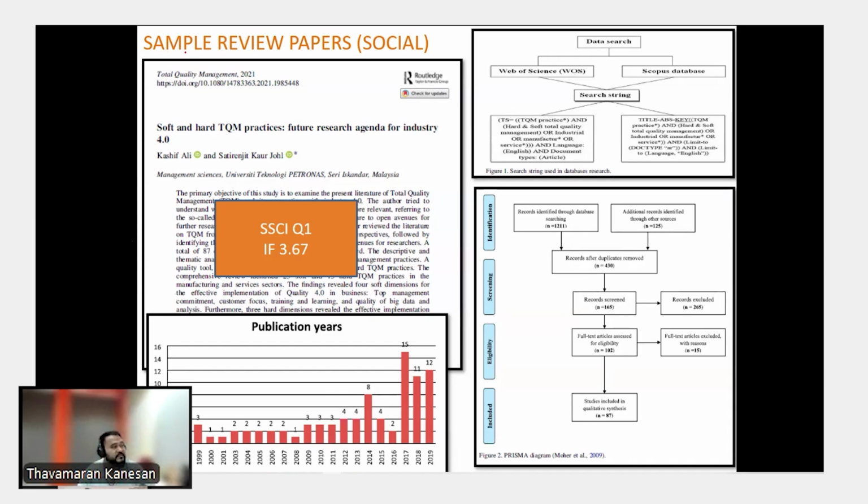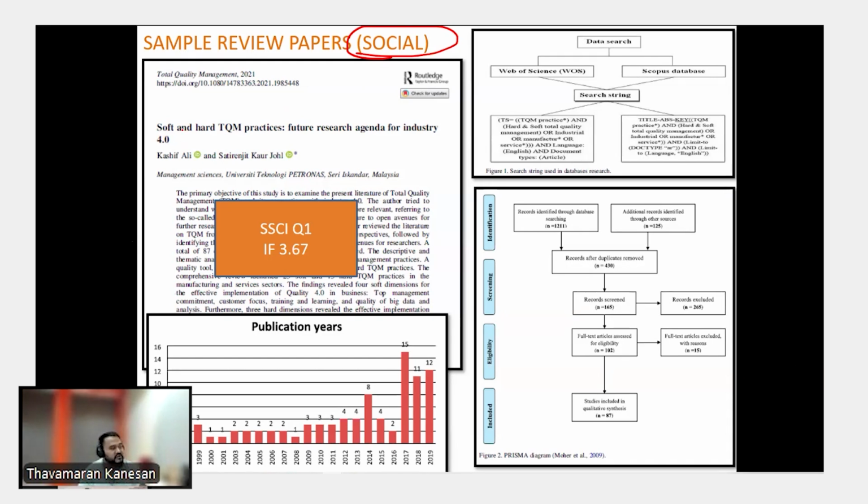Okay, so sample review paper, social science. This is a very good paper from Dr. Kashif, used to be in UTP. This is a paper that we looked into very, very long ago, I think 3 years ago, 2021. A very, very good paper to look at as a sample. It's a very beautifully written paper.